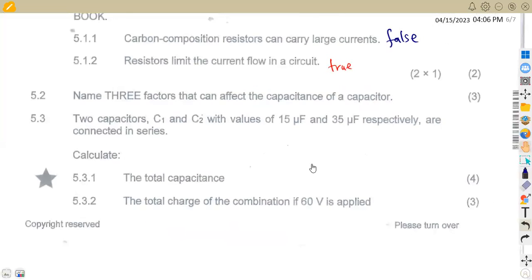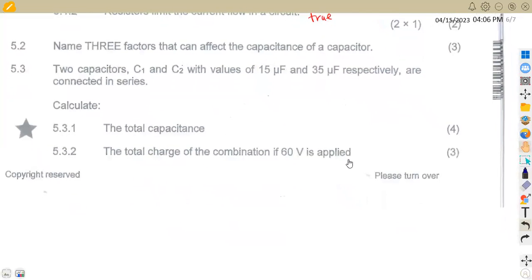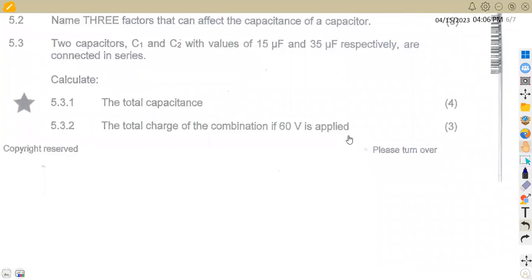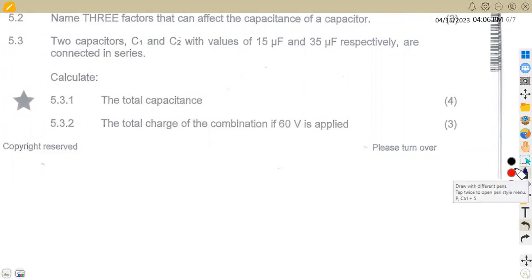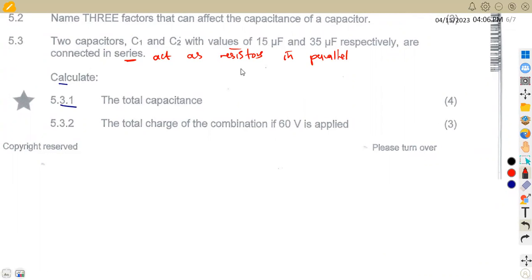5.3, we are now given that there are 2 capacitors, C1 and C2, with the values 15 microfarad and 35 microfarad respectively, connected in series. Calculate the total capacitance. All right. So these are in series. Remember, guys, when capacitors are connected in series, they act as resistors in parallel. They just oppose what you know under resistors. Series, they act as resistors in parallel.